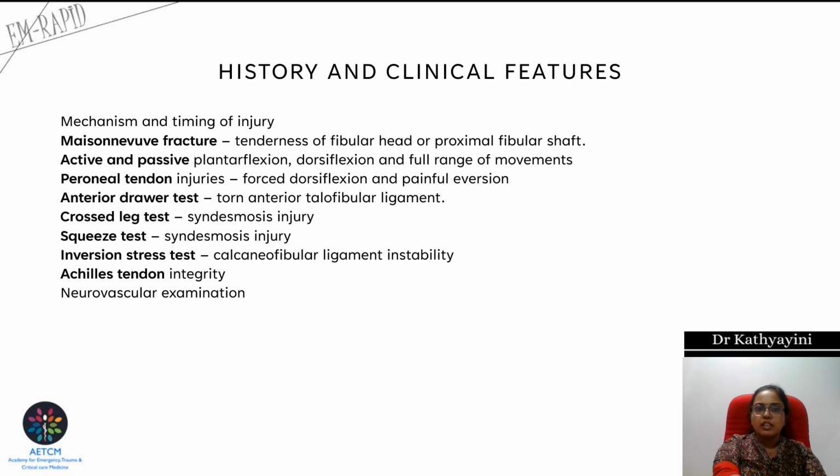The other thing is the inversion stress test, which shows calcaneofibular ligament instability. We also have to check the Achilles tendon integrity, that is, the continuity of the Achilles tendon. And also the neurovascular examination, that is, any local sensory or motor weakness, any vascular deficits. We have to check the dorsalis pedis and the posterior tibial artery pulsation, and all this neurovascular examination should also be done.